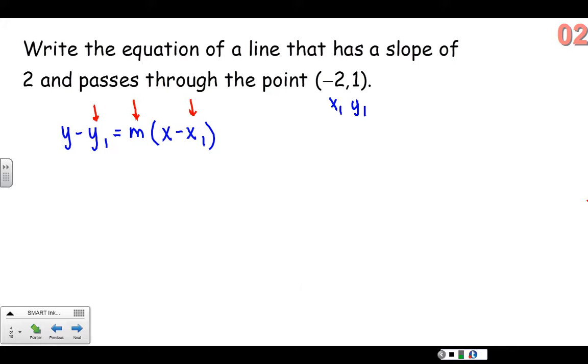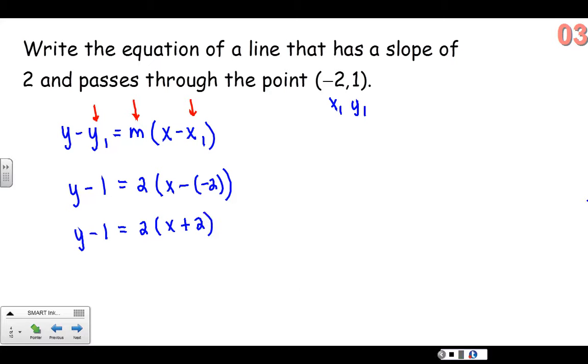So let's plug our numbers in and see what we get when we work this out. So y minus y sub 1 in this problem was just a 1. The slope they gave us was 2. That's times x minus x sub 1 is -2, so minus -2. Okay, so let's work this out now to clean it up a little bit. So I have y minus 1 equal to 2 times, that's actually going to be x plus 2. Minus minus makes a plus.